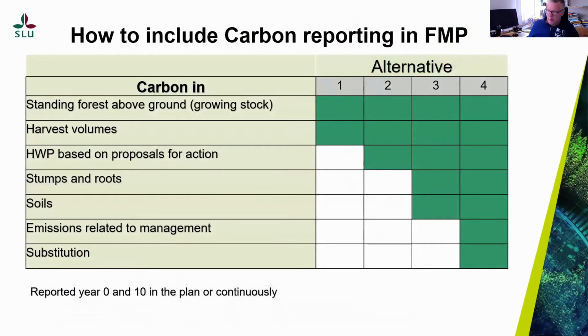So what I've been outlining here is how to include carbon reporting and the different alternatives. The simplest one is that you're only looking at the forest, the growing stock today, and after 10 years, and see what is changing. How much carbon do you have today when you make the plan? And after 10 years, if you're following the treatment proposals, and then how much carbon do you take out from the forest? The harvest volumes are transferred to carbon.